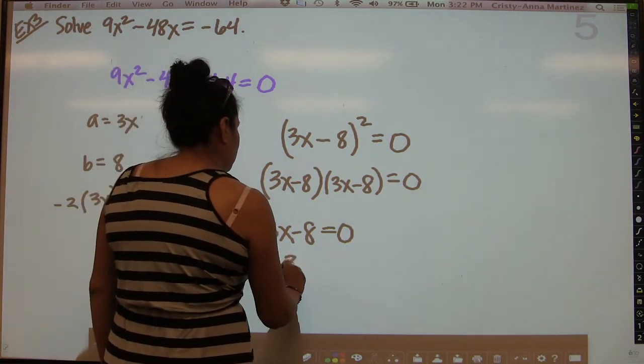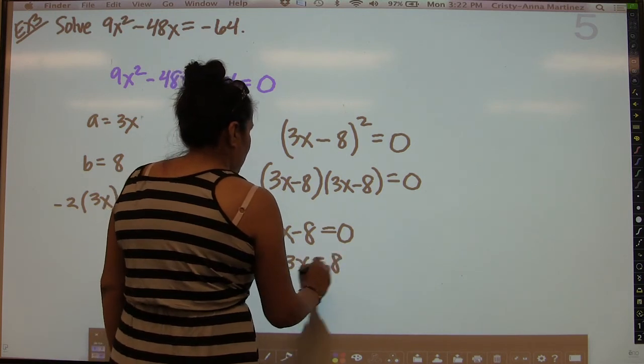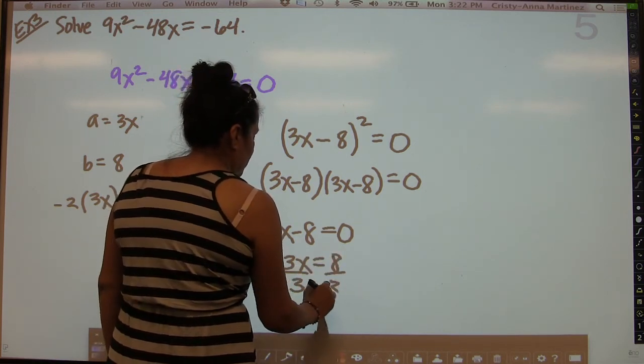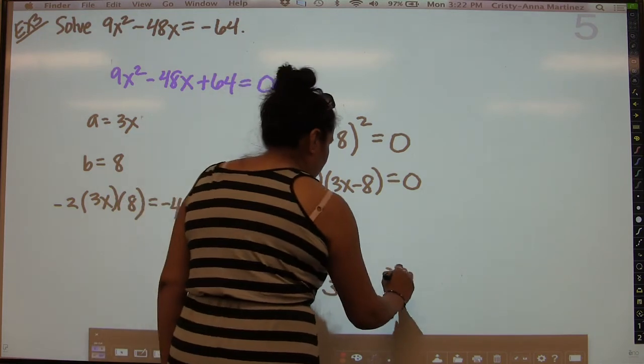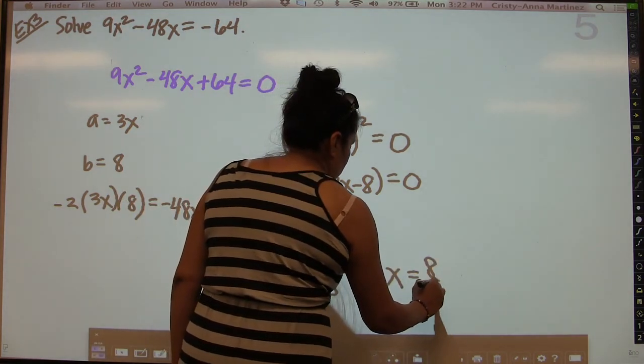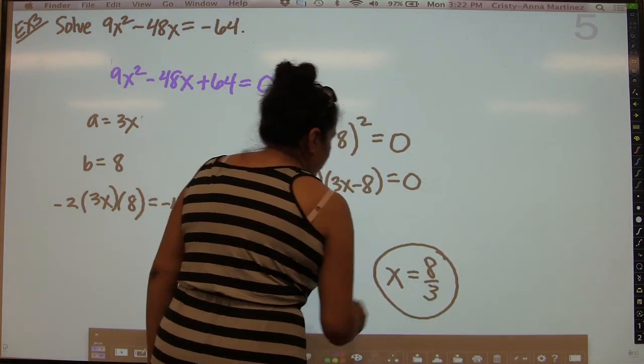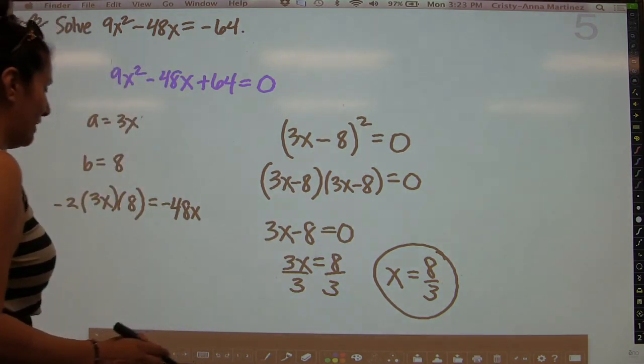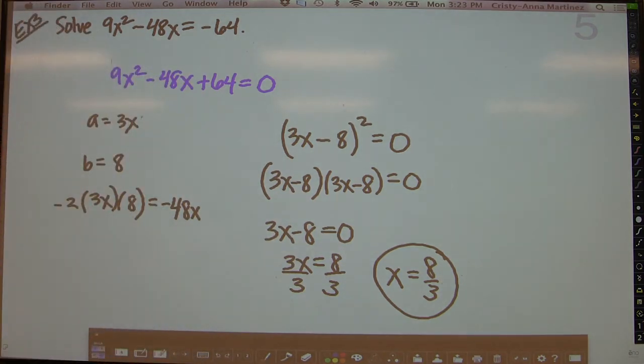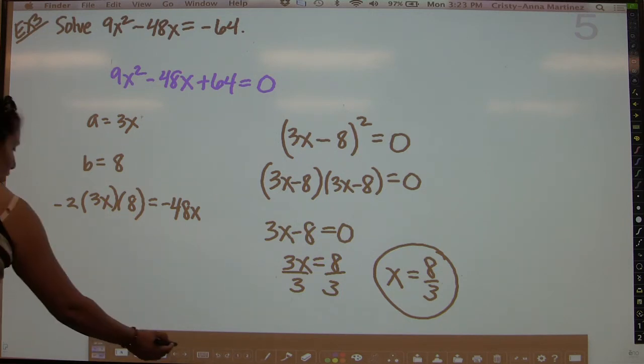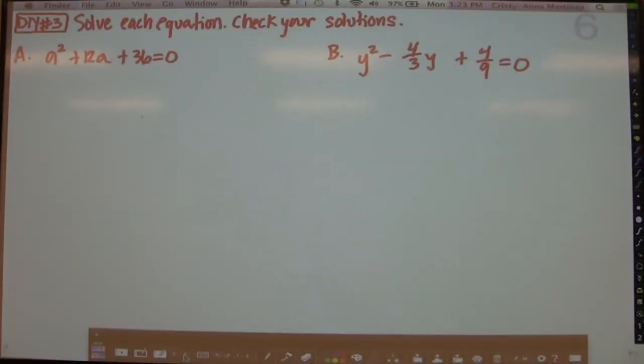So we add 8 to both sides and then divide by 3. And so our answer is going to be x equals 8/3. So we don't write the answer twice, but basically this is a repeated factor. So our solution is x equals 8/3. Alrighty, so now we're going to have you do this do-it-yourself question. And then we're going to go to example 4.